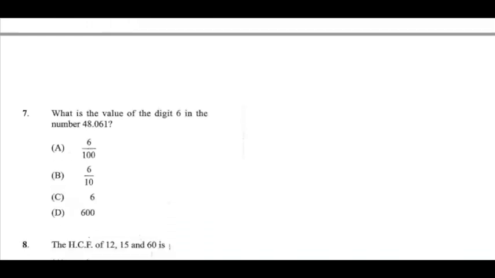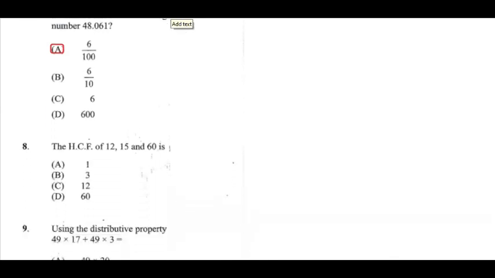And we're moving along nicely. Number 7, what is the value of the digit 6 in the number 48.061? So remember, with the 48, the 8 would be ones, and then the 4 would be tens, but when you're going beyond the decimal point, it is tenth, then hundredth, then thousandth. So therefore the 6 is in the hundredth position, so therefore it becomes 6 over 100. So therefore our answer for number 7 is A. So therefore it is 6 over 100.